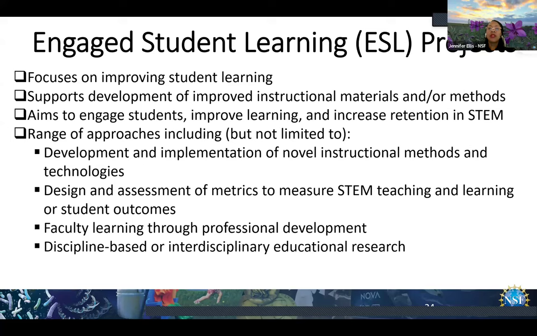Engaged student learning projects focus on improving student learning, supporting development of improved instructional materials and methods, and aim to engage students, improve learning, and increase retention in STEM. Ranges of approaches include development and implementation of novel instructional methods and technologies, including instructional communication or educational technology to enhance teaching and learning, design and assessment of metrics to measure STEM teaching and learning outcomes, faculty learning through professional development, and discipline-based or interdisciplinary education research.